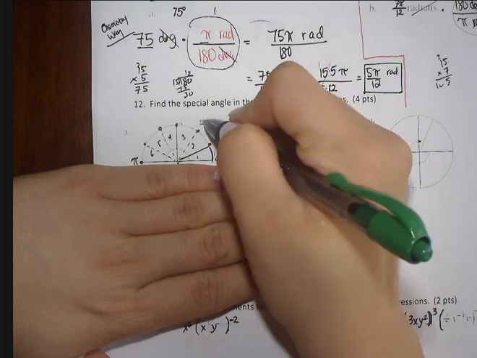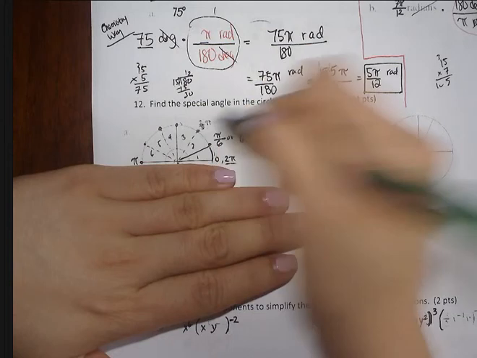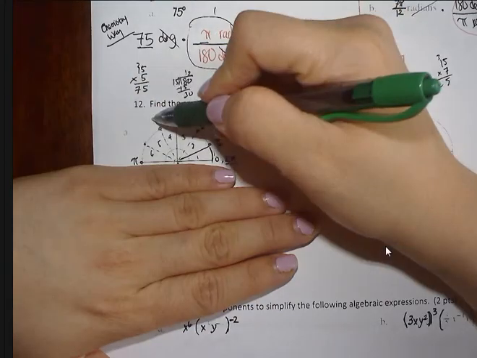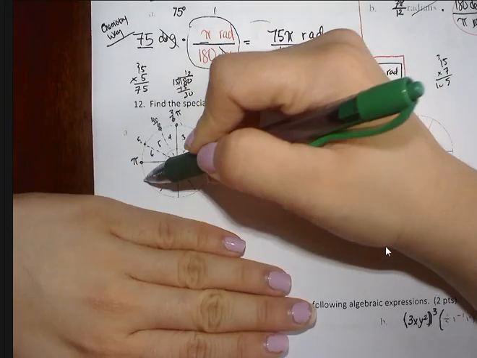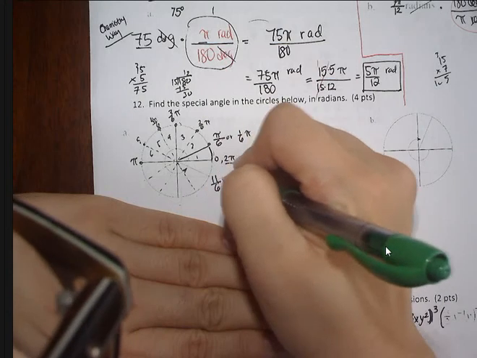5, 6, 7, 8, 9, 10, 11/6 pieces of a pie. Or we can say 1/6 times 11 of my pi, right? Which is 11/6 pi. So this is 11 pi over 6.